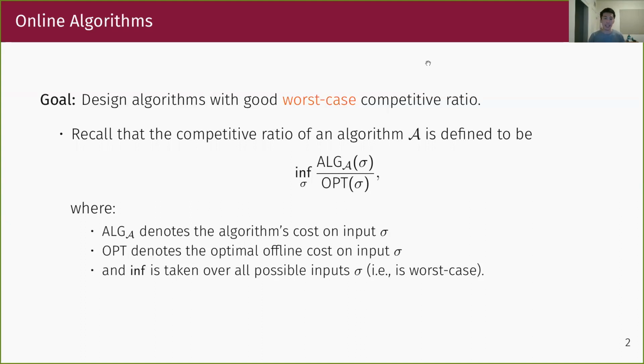So I'll also take this as a chance to introduce some of the notation we'll be using in this talk. So our inputs will be sigma. We will use A, this calligraphic A, to denote algorithms. Alg sub A will be the cost of an algorithm on a given input. And opt will be used to both denote the optimal offline algorithm as well as the optimal offline algorithm's cost. And so the expression displayed is the worst case competitive ratio as our inf is over all possible input sigma.